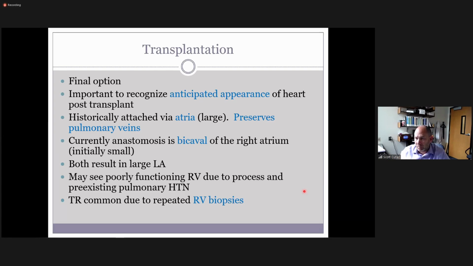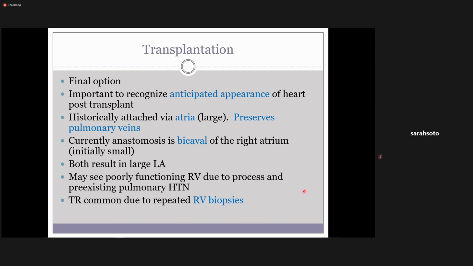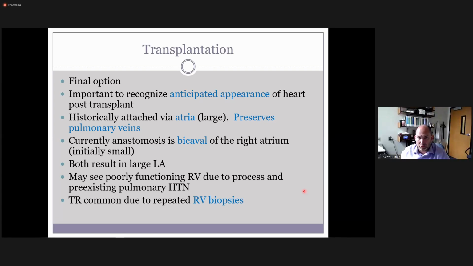Currently, and more commonly nowadays, they do bicaval of the right atrium. So the right atrium will initially be small. Okay, so it's a normal sized right atrium because that came with the transplanted heart. And instead of attaching in the mid portion of the atria, they actually attach on the IVC and SVC. So if you can see those, you want to see where those attachments are, because that's where problems could occur. Both of them result in large left atria. So both of them, regardless, are going to have large left atria.